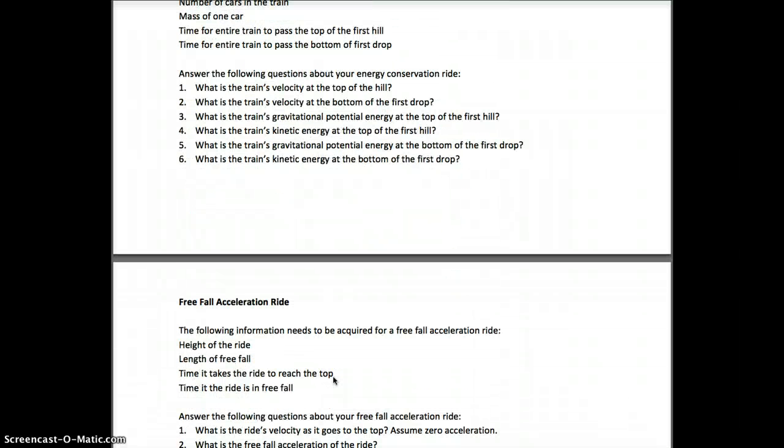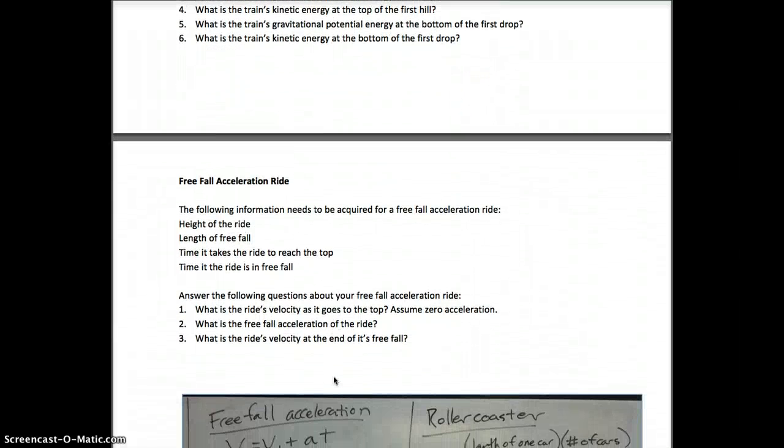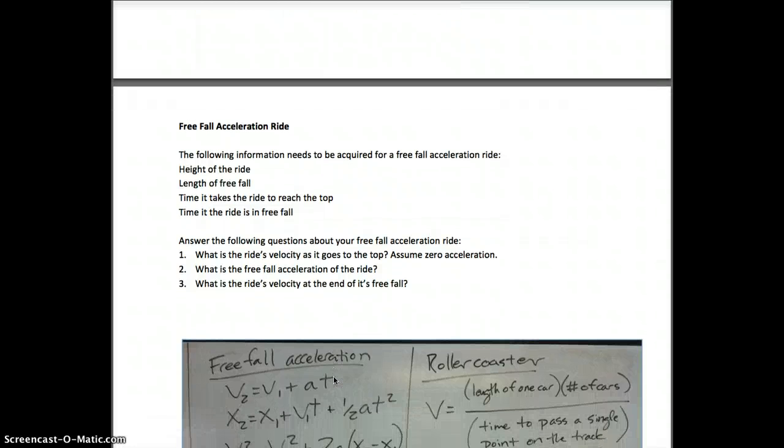If you choose to do a freefall acceleration ride, you may not choose the Tower of Doom. That's the one that we did in class, but you can choose any other freefall ride you want. You are going to need to find online the height of the ride, as well as the length at which it was in freefall, how long it takes the ride to reach the top in time, as well as the time the ride is in free fall. And then you need to answer the 3 questions: what is the ride's velocity as it goes to the top, the free fall acceleration of the ride, as well as the ride's velocity at the end of the free fall.